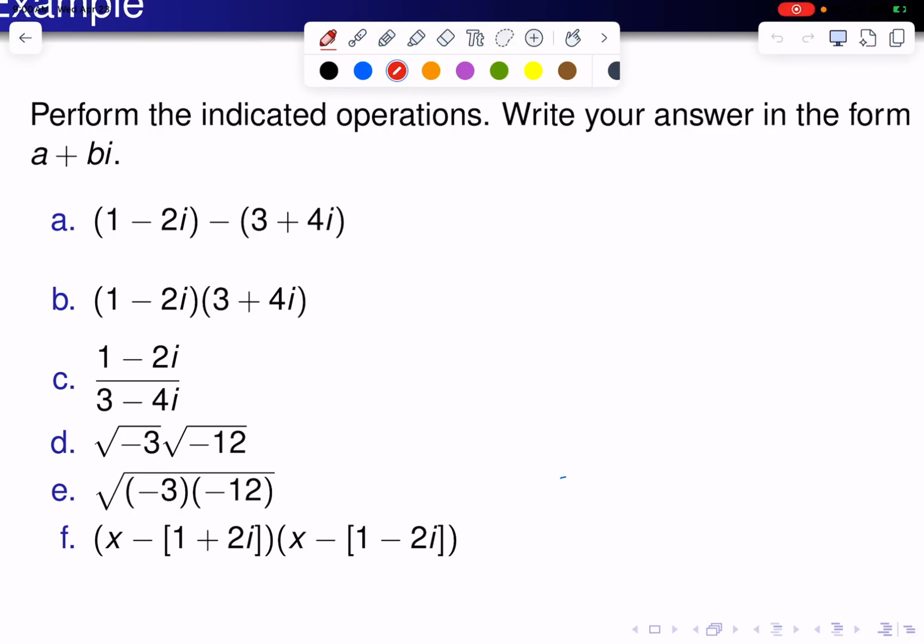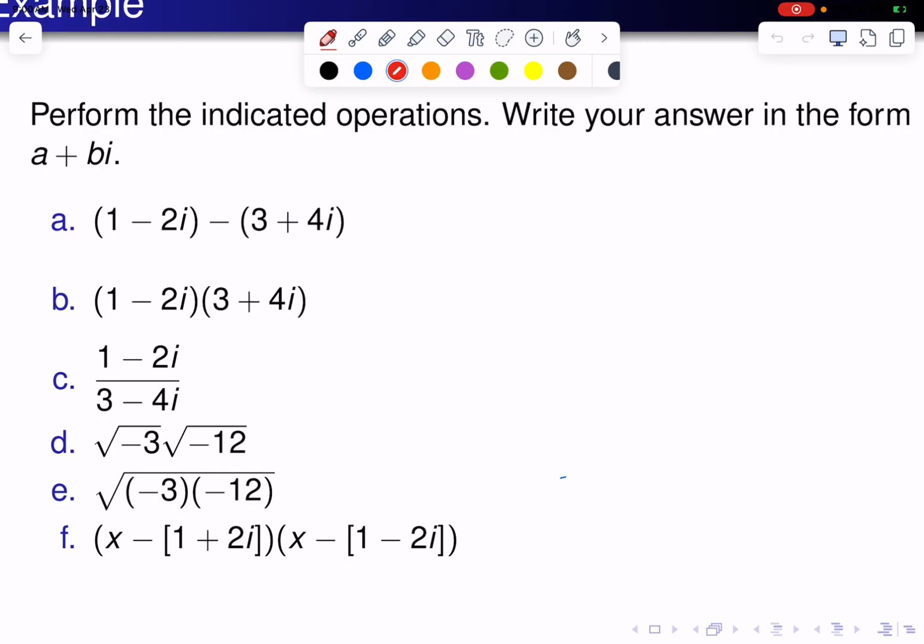Operations with complex numbers is not much different than operations with polynomials. You're going to distribute, collect like terms like you learned in 8th grade. You're going to FOIL like you learned in 9th grade or 8th grade. The only thing really here that you have to worry about is how to do problem C. Part A is simple. Just distribute the negative and collect like terms. You add the real parts, you add the imaginary parts.